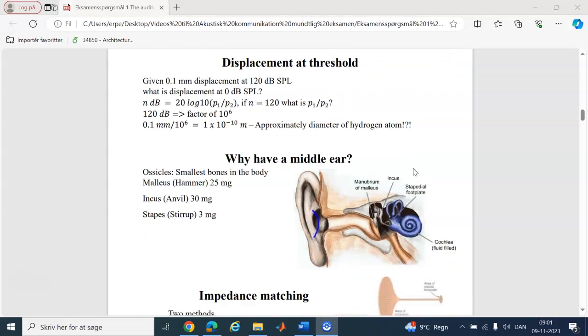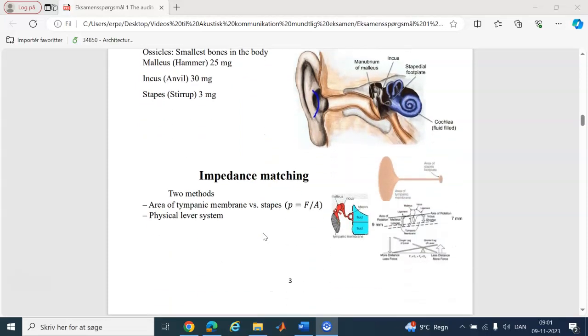Why have a middle ear? We have the ossicles. You can say that the ossicles transform the sound pressure to mechanical pressure. We have the ossicles: the hammer, anvil, and stirrup. And what are they doing? They're doing some impedance matching.